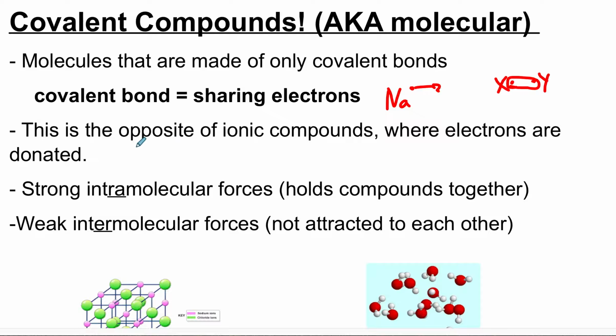So right now we're talking about these, and these are really the opposite of ionic compounds. Like I said before, in ionic compounds electrons are donated. And for the most part, covalent compounds experience strong intramolecular forces. Just as a side note here, intra in science means within something, and inter means outside, so in relationship to something away from itself. So here they have strong intramolecular forces, and these hold the compounds together.